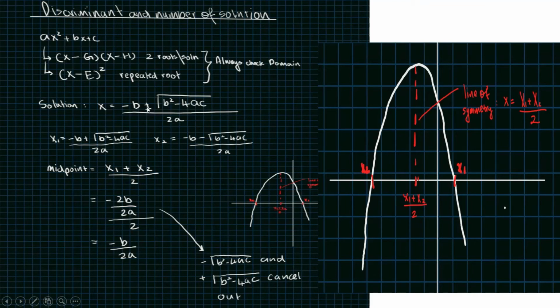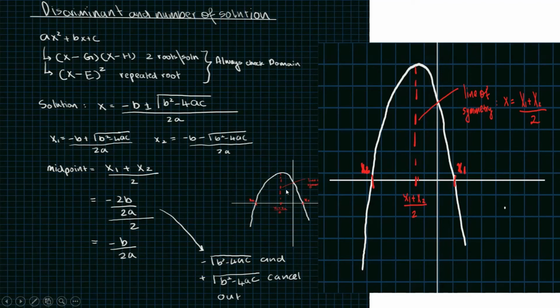This plus or minus represents that when you square root a number, you can get a positive or a negative number. So we have one solution, which is negative b plus the square root of b squared minus 4ac, over 2a. Or you consider when the square root of b squared minus 4ac is a negative number, so negative b minus the square root of b squared minus 4ac over 2a. And these are the two solutions.